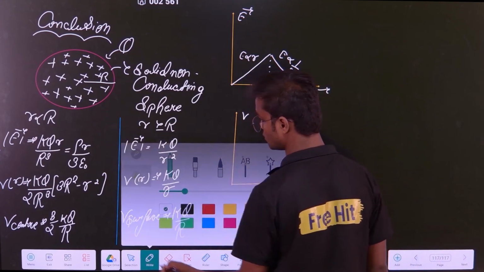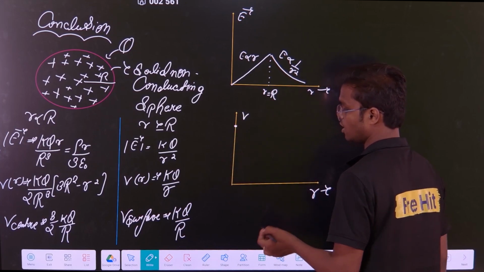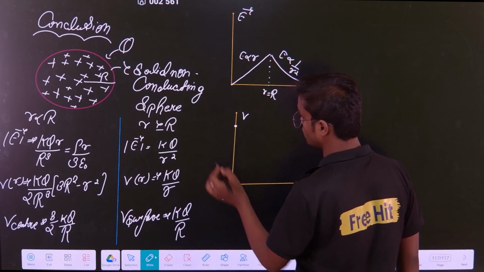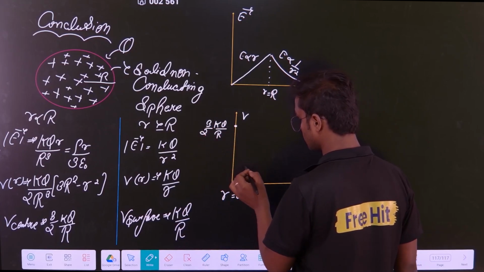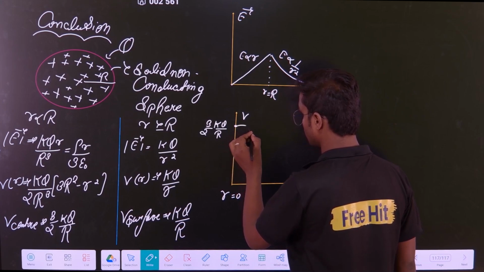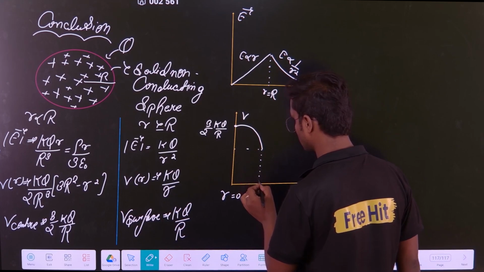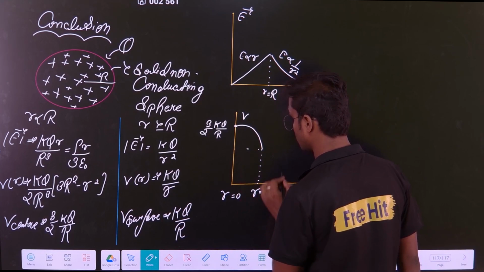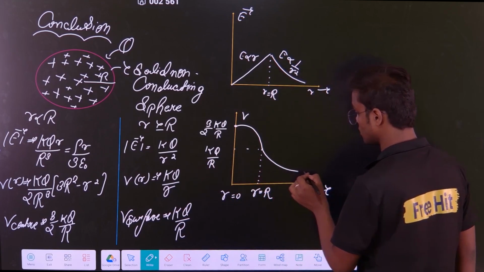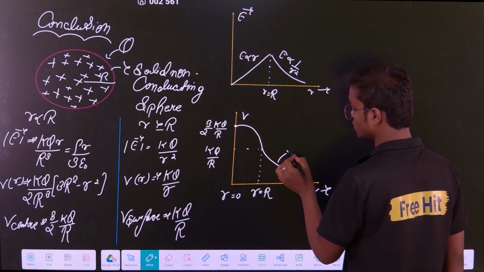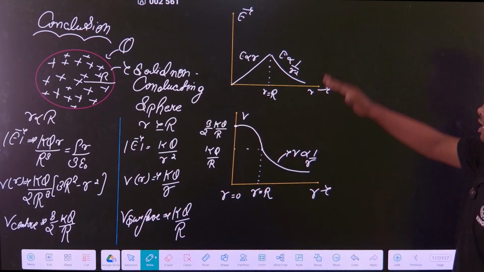Similarly, what is the potential case? Can you tell me what is the potential at the center? When r equal to 0, this is 3 by 2 of kQ by R. Then when it comes to the surface, since r is equal to capital R, the potential becomes kQ by capital R. Then finally it starts decreasing. After that, the potential is inversely proportional to small r. So that is the graph of E and V.